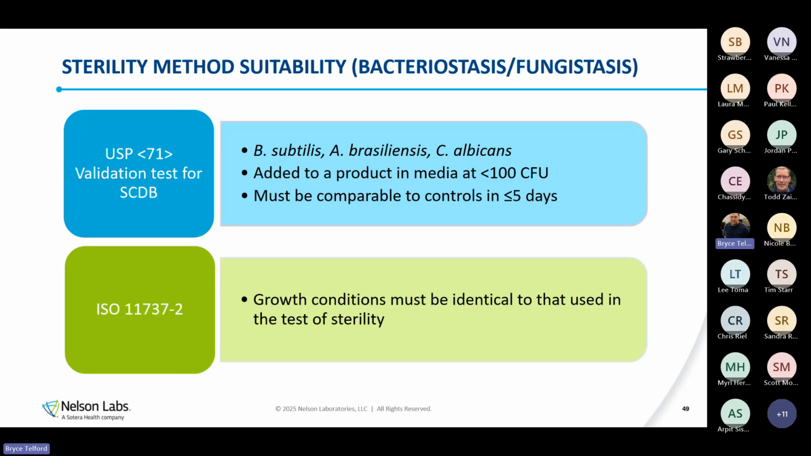So ISO 11737-2 does give growth conditions. Again, it states that they need to be identical to the sterility test. So whatever volume we use for our BF testing, whatever media we use for our BF testing, whatever temperature we use for our BF testing, we also have to do that for our test of sterility. And just because a product is not inhibitory for bioburden doesn't mean it won't be inhibitory for sterility, and vice versa.